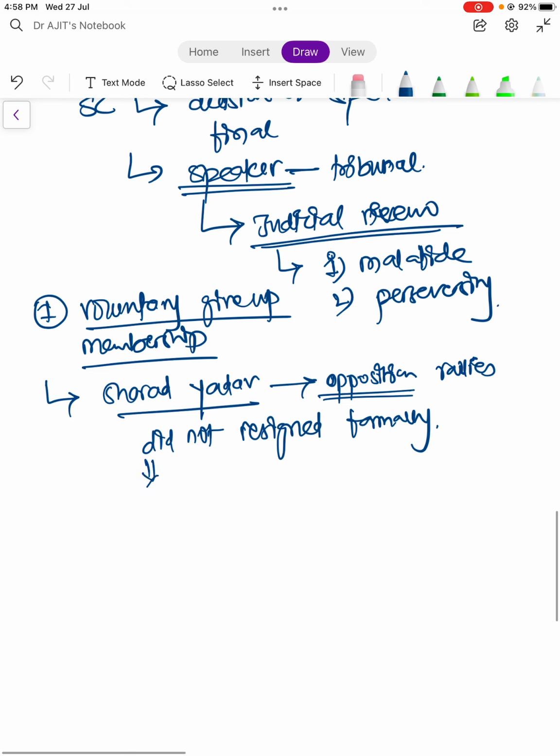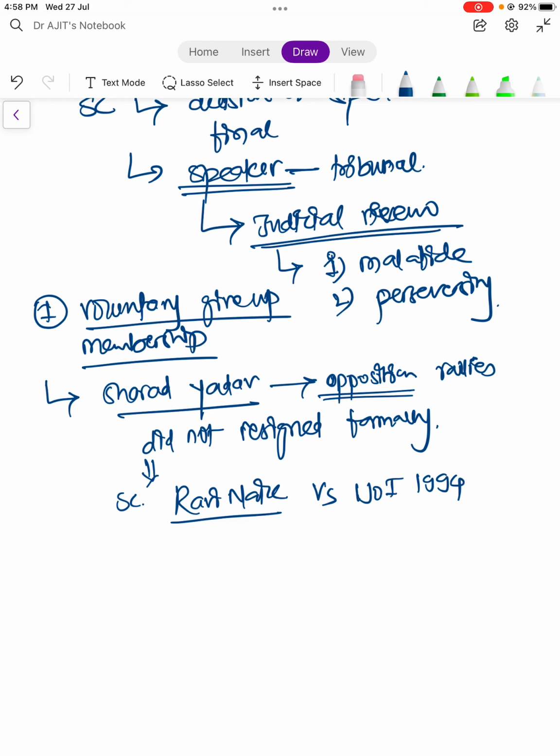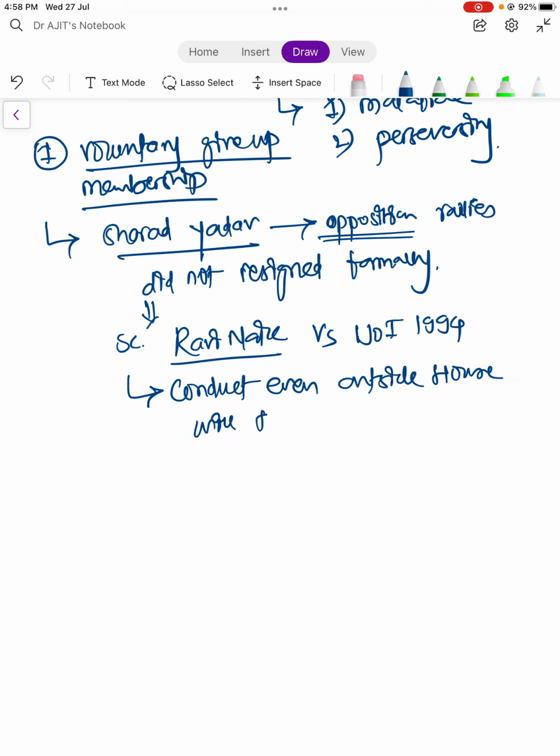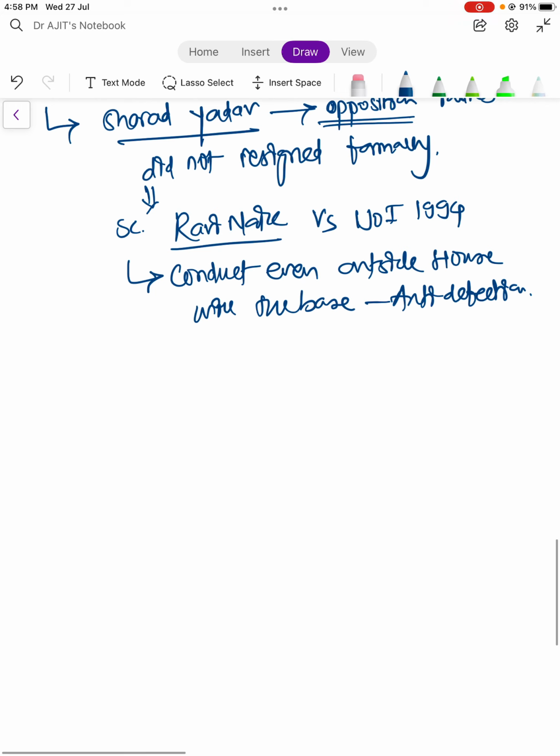This case went to the Supreme Court, and in Ravi Naik versus Union of India, 1994, the Supreme Court came up with a very important verdict that conduct even outside the House will be the basis to charge someone for anti-defection, right? And there is no need for formal resignation.